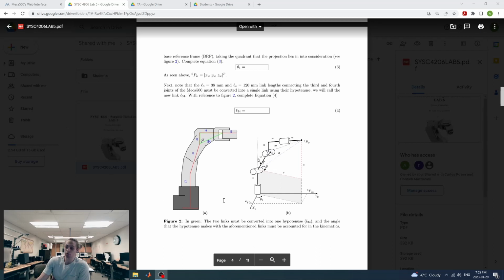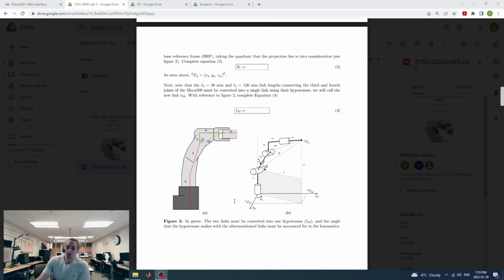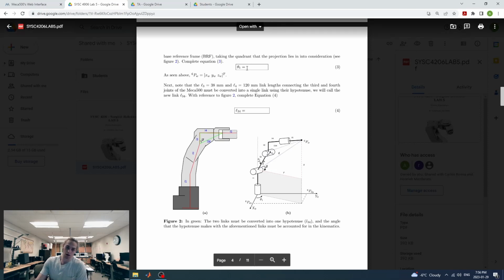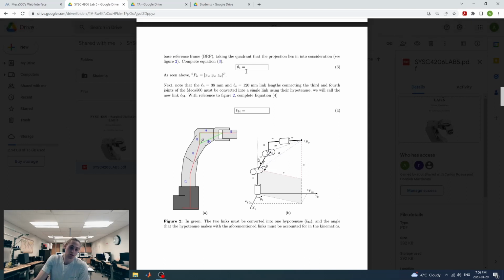So once we know the location of the wrist center, we can determine the first angle by taking the projection that the wrist center makes on the XY plane of the base reference frame. And theta 1, which is down here in figure B, is just the arctangent of the Y coordinate of the wrist over the X coordinate of the wrist. And since we're doing this in MATLAB, and we want to know what quadrant that the wrist center lies in, we'll be using atan2 instead of just arctangent.